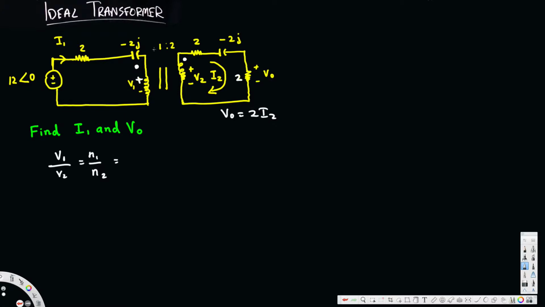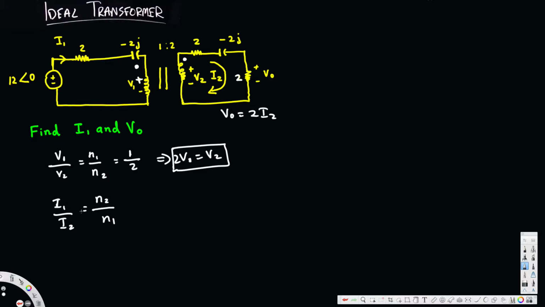We know that the turns ratio is given as 1:2, so this is going to be 1 over 2, where 1 is N1 and 2 is N2. From this we can derive a relationship between V1 and V2. V1 is equal to V2 over 2, so V2 is equal to 2V1 if you rearrange this. This is the first relationship. We also have another equation for an ideal transformer: current is inversely proportional to the turns. So I1 over I2 is going to be opposite, N2 over N1.